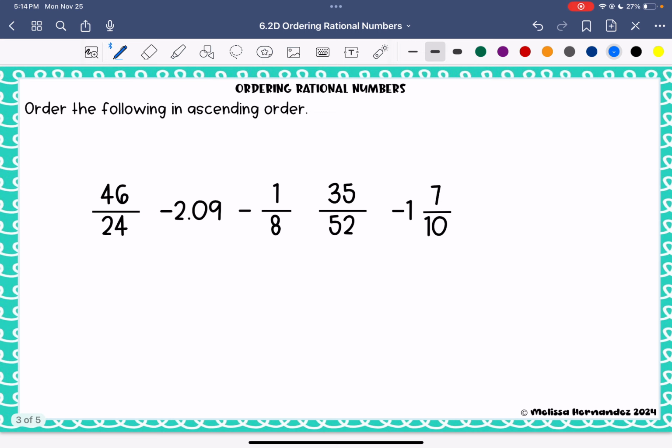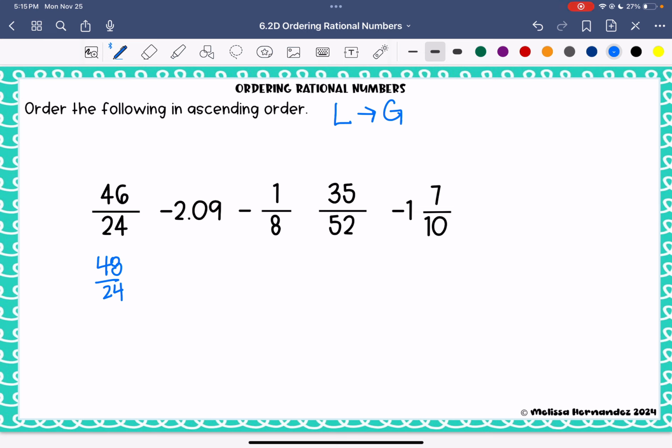Okay, so this one is a little tricky. However, I'm going to make it very simple. It says order the following in ascending. So that means least to greatest, smallest to biggest. If I did 24, that would be 48. And what I'm going with that is if it was 48 over 24, it would be 2.